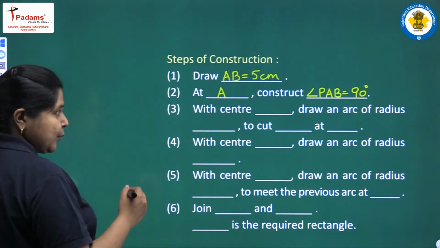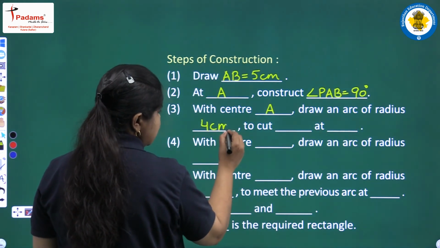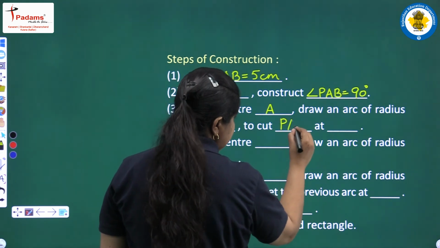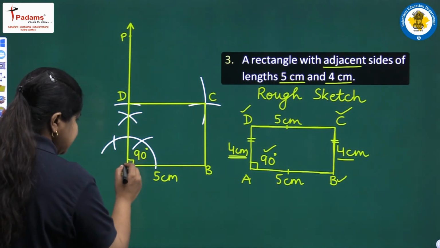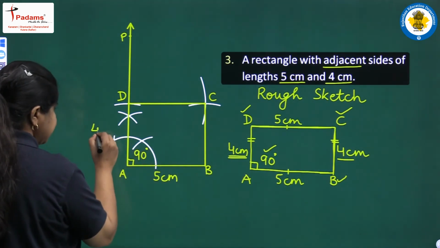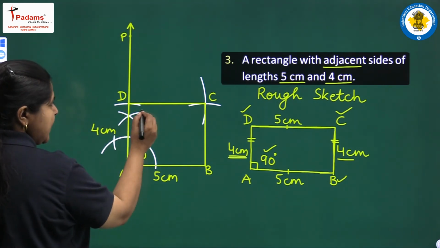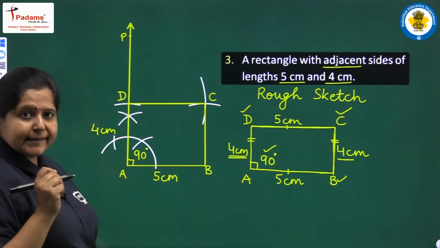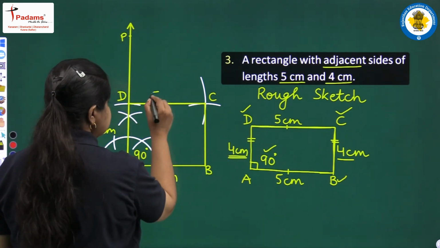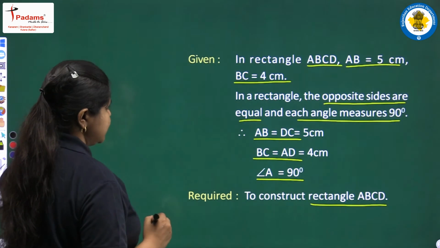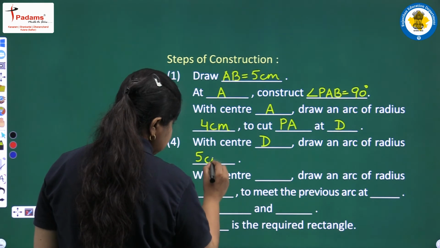What next? With center A draw an arc of radius 4 centimeter to cut PA at point D. You can easily relate to the figure. With center A and radius how much? You can see this is 4 centimeter radius here, distance. With radius 4 centimeter, draw an arc to intersect PA at point D, and that's what we have written there. Then with center D and radius 5 centimeter, draw an arc. So we write it here. With center D, draw an arc of radius 5 centimeter.